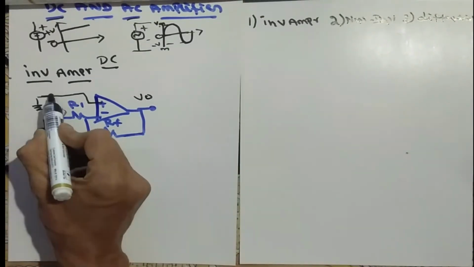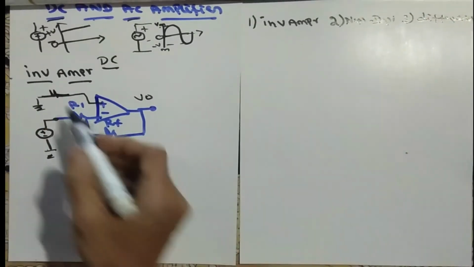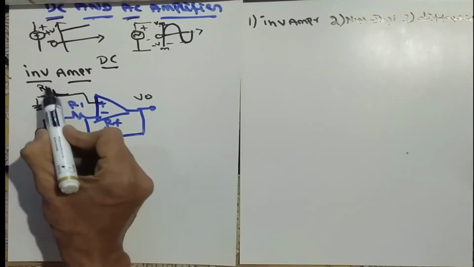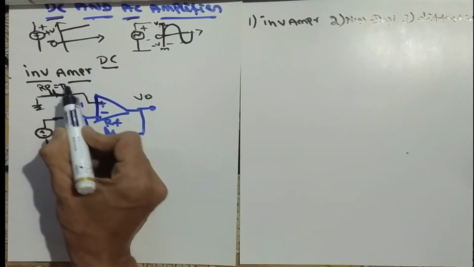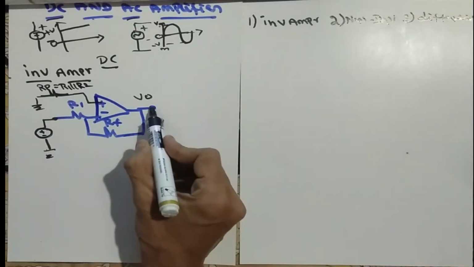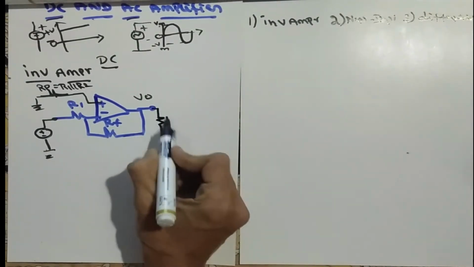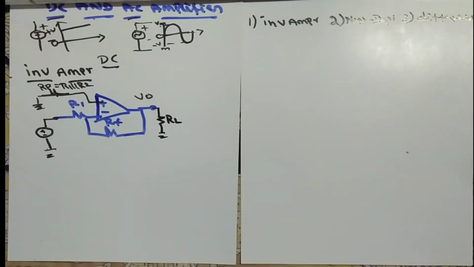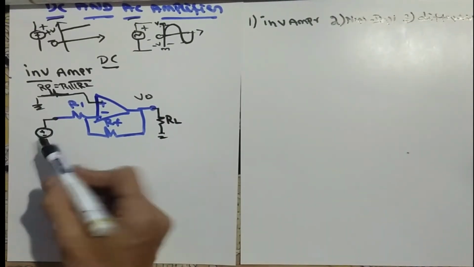You can add one resistance over here, which I already mentioned. We call this resistance RP, which is the parallel combination of whatever resistances we used in the circuit. You can also add one more resistance on the output side, called R, connected to the ground. This is the structure of the inverting amplifier with a DC signal.